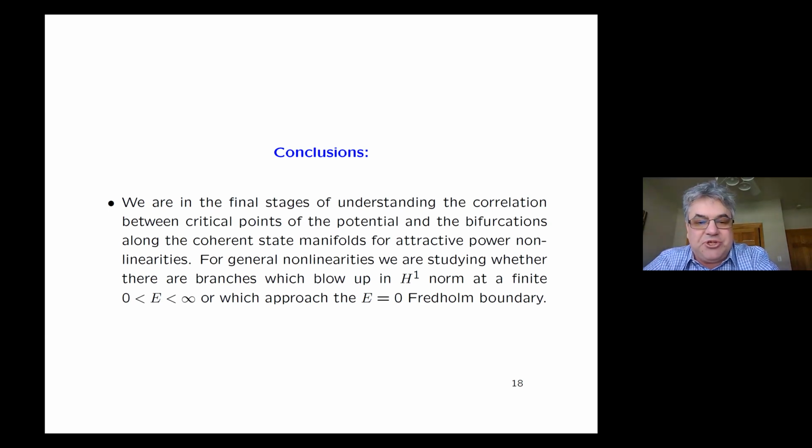So we have general results about all the other cases. For example, if the E0 branch just blows up at finite E, will it still have bifurcation like it had in all the cases in which it was not blowing up and was going to E equals infinity? So that's what we can do with this problem.